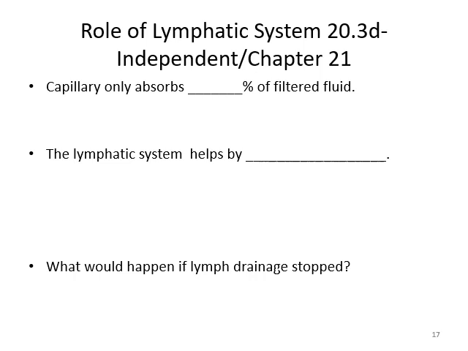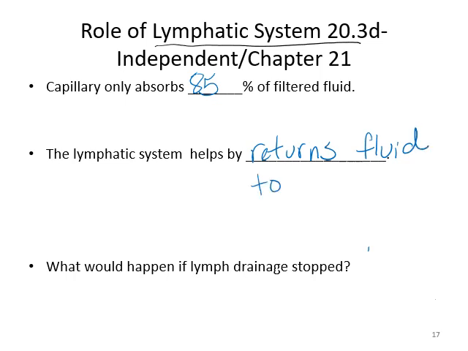So the role of the lymphatic system, which you're doing your independent study on in chapter 21, is also really important here because the capillary only reabsorbs about 85% of that filtered fluid. So say, and I'm making up this number, say we pushed out 10 milliliters of fluid. You would only reabsorb about 8 milliliters. So you're going to leave a certain amount of it in the interstitial space. And the lymphatic system, one of its important jobs is it returns this fluid to the blood vessels.